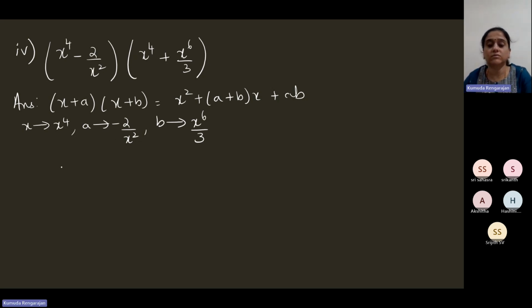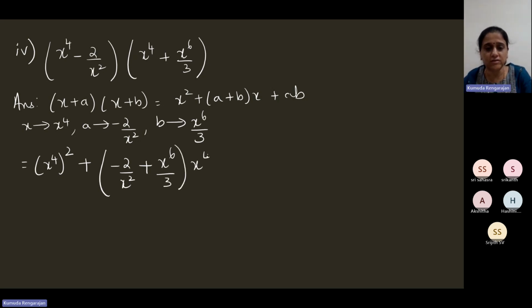Okay, look at your screen. We'll do it again together. So what's the answer? X squared. So it will be x to the power 4, the whole squared. X squared plus A, this is A, plus B, this is B, of X, plus A into B. Okay, you understand the substitution?